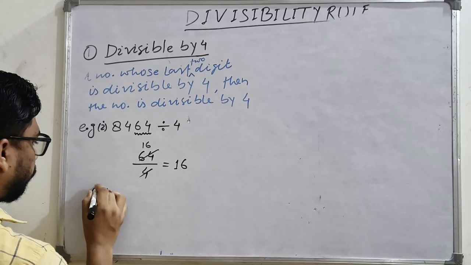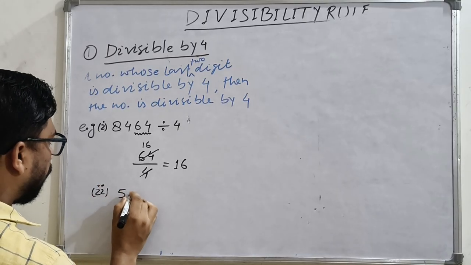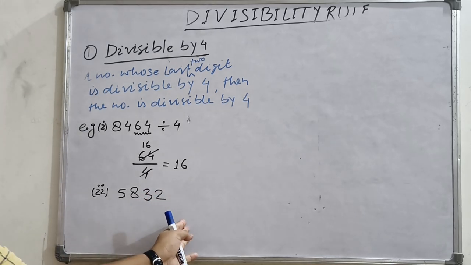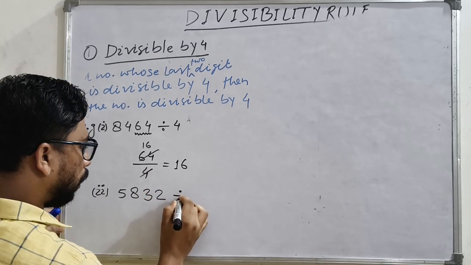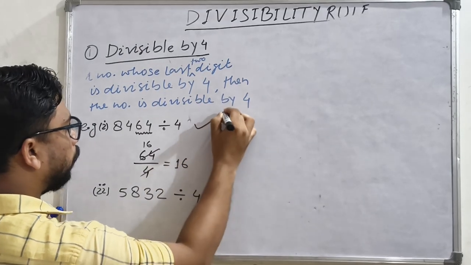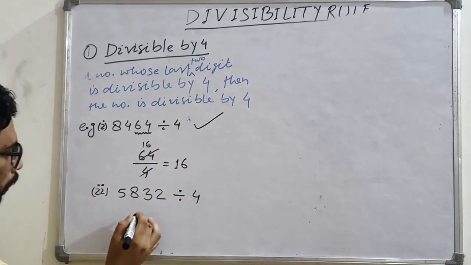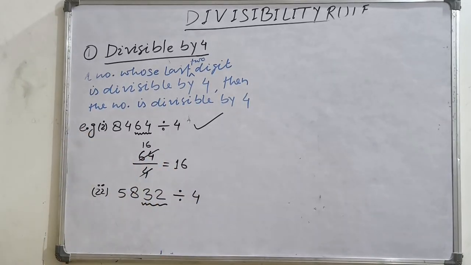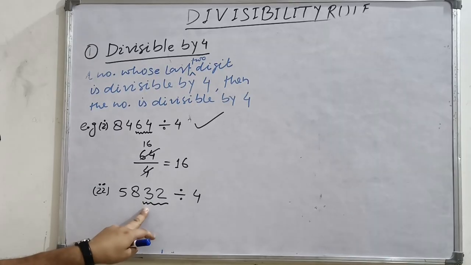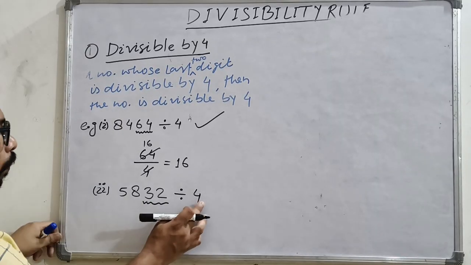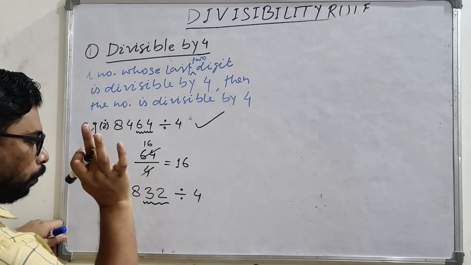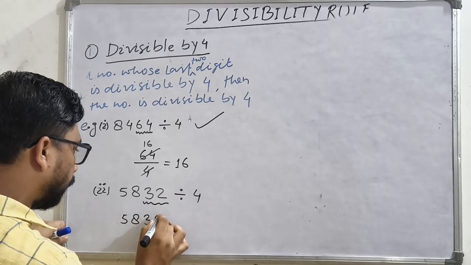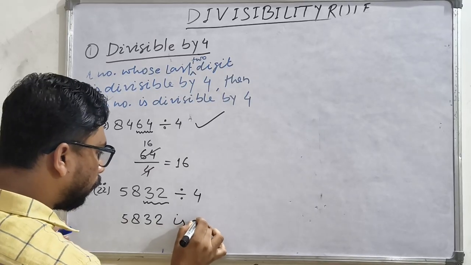Second example, 5832. Is this number divisible by 4 or not? Yes, just check the last two digits. Is 32 divisible by 4? You are saying, yes sir, 32 is divisible by 4, that is 4 8s are 32. It means 5832 is divisible by 4.